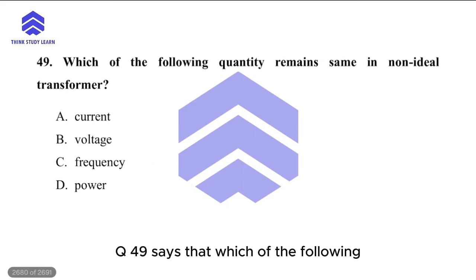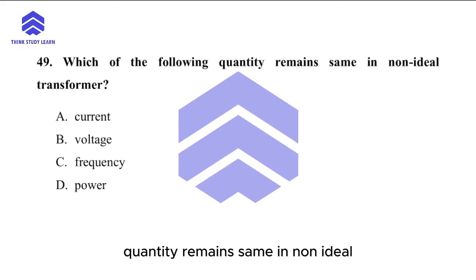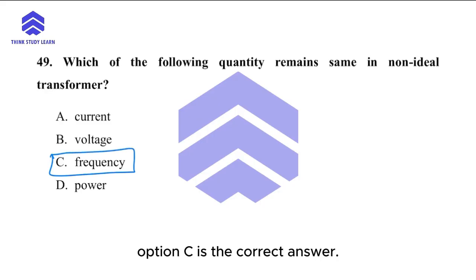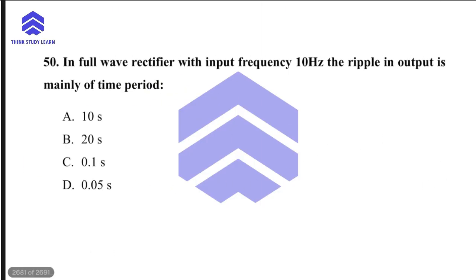Question 49 says, which of the following quantities remains the same in a non-ideal transformer? In a non-ideal transformer, some quantities may change due to energy loss like heat and inefficiencies in the magnetic coupling. However, we know that the current, voltage and power change, but the frequency remains the same. Hence, option C is the correct answer.